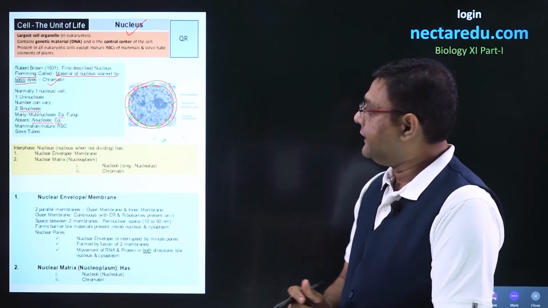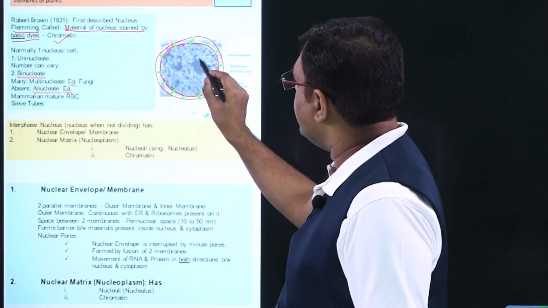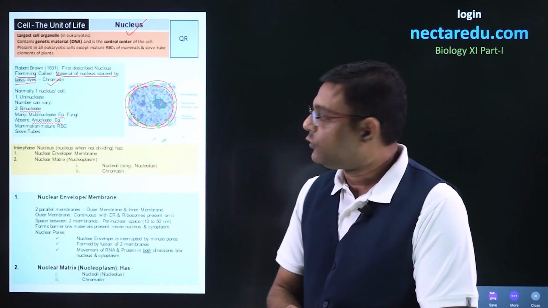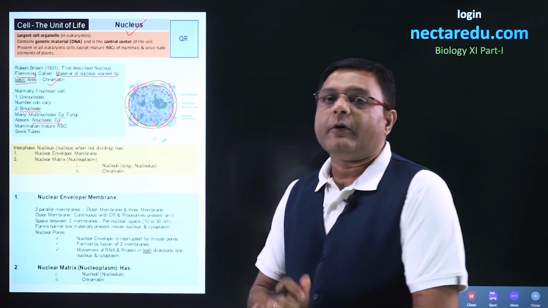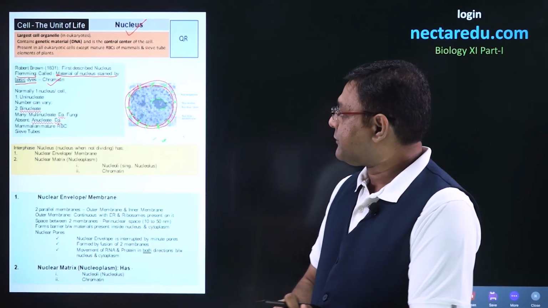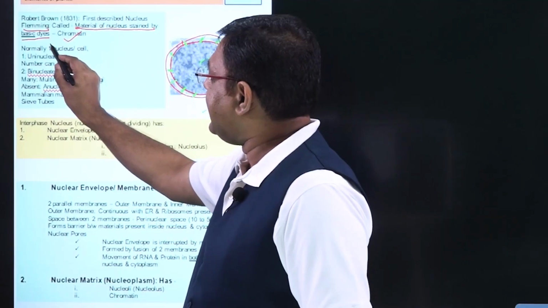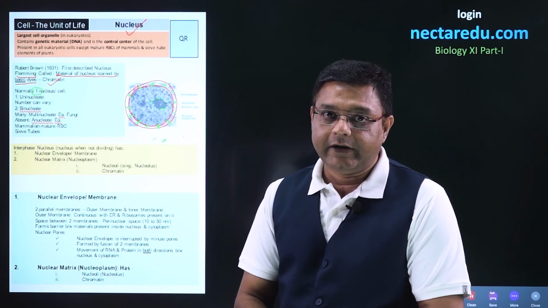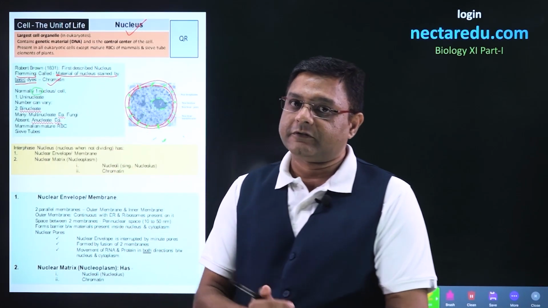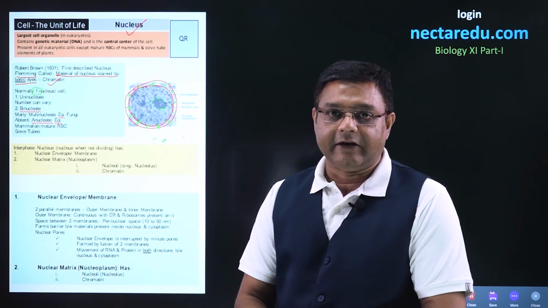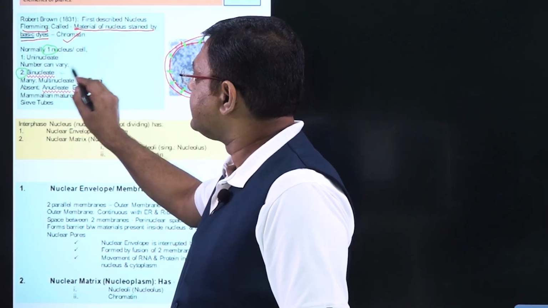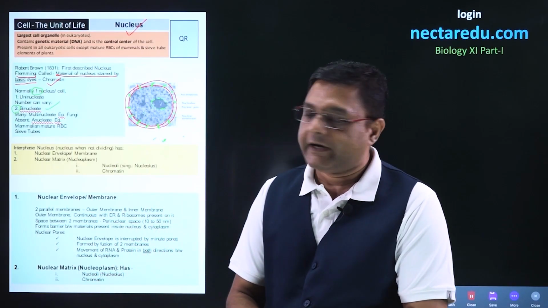Inside this nucleus, there will be the nucleolus. So, this is the nucleolus which is present over here. If we talk about the number of nucleus present, then normally the cell has one nucleus per cell. So, normal cells are uninucleate, but there can be exceptions. The number of nucleus can vary. There can be cells which have two nucleus. Such cells will be called binucleate.